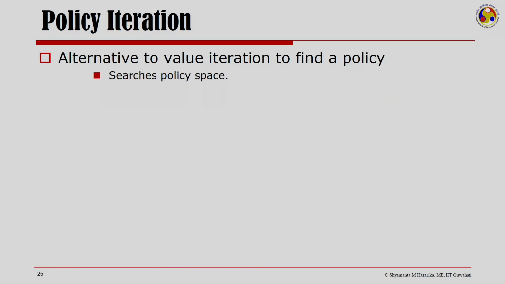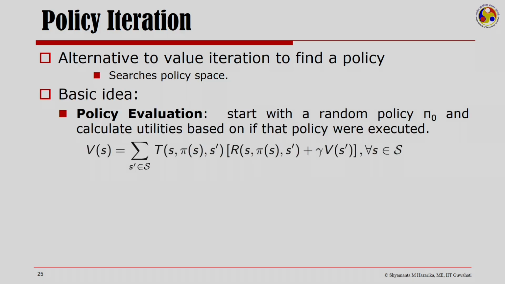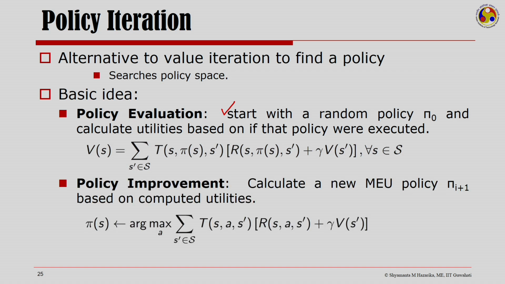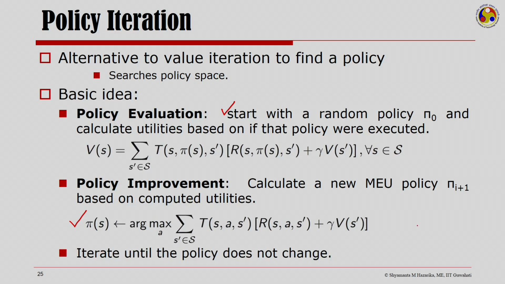Another alternative to value iteration to find an optimal policy is policy iteration. Policy iteration searches the policy space. The basic idea is to start with a random policy and calculate the utilities based on it, as if that policy were executed, and then calculate a new maximum expected utility based on the computed utilities. That is called policy improvement, and then we iterate until the policy does not change.